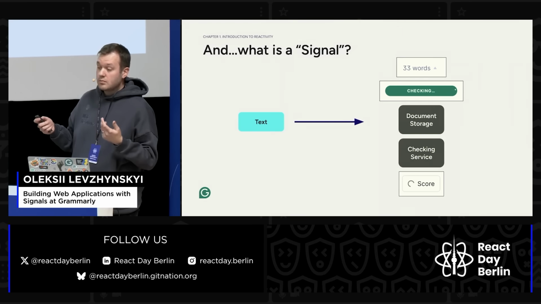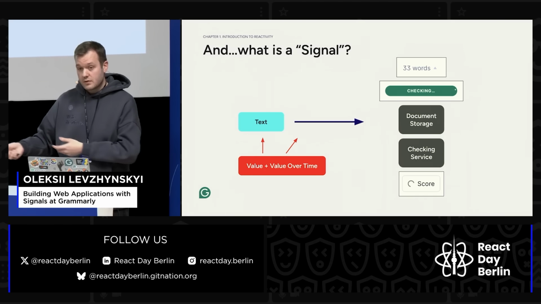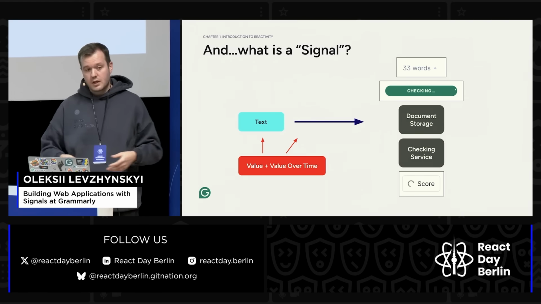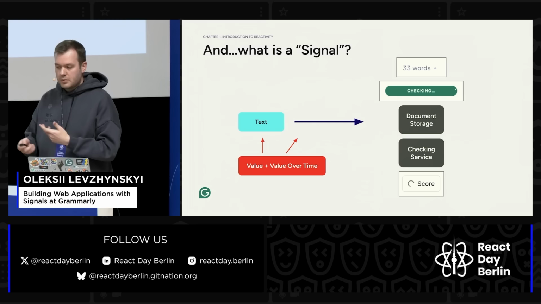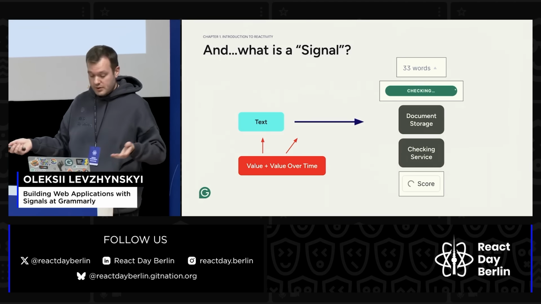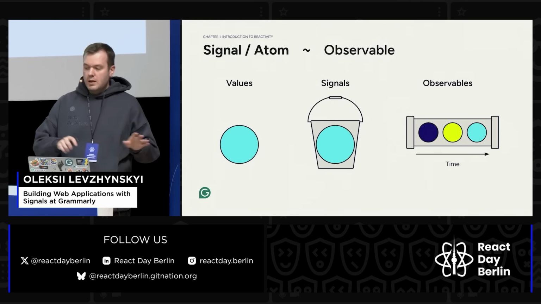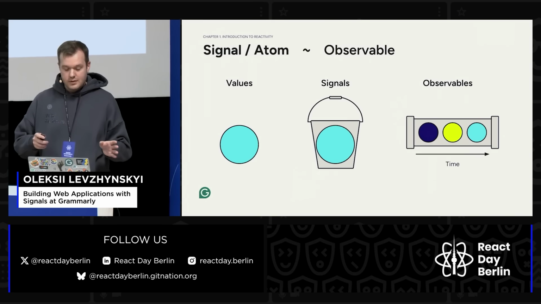So in this case, what might be a signal? The signal might be the actual text. It's a value, a static value that can be accessed, that we can work with at any time, as well as the fact that it changes over time, a value over time. And maybe a bit of what it is about.